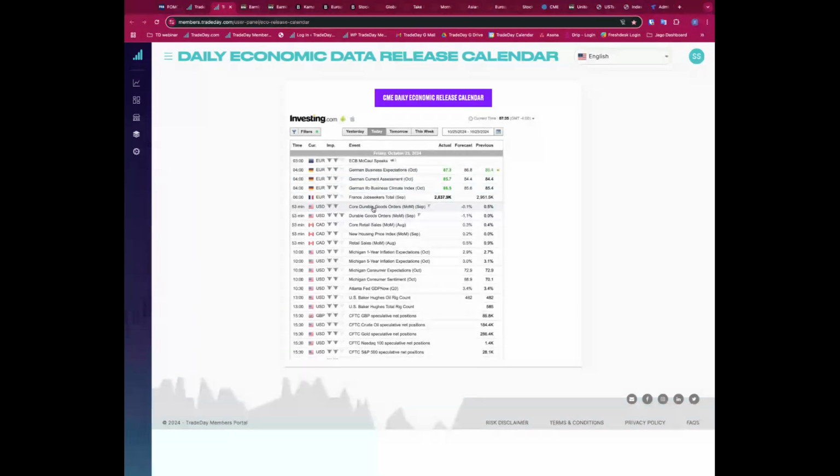In just under 1 hour, 53 minutes time, we get the durable goods data for the US. Preliminary data here as well for the month of September. Month-on-month data, we're watching out for that. That can move markets, so keeping an eye on that durable goods orders data coming up in 53 minutes. And then a little later, at 10 o'clock Eastern time, we get Michigan consumer sentiment, so watching out for that as well.